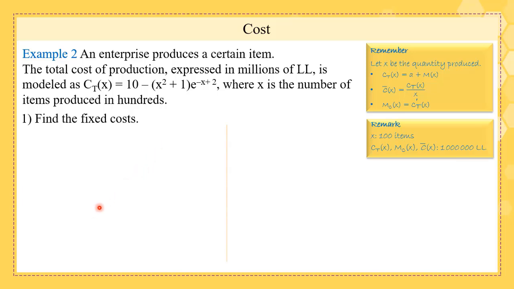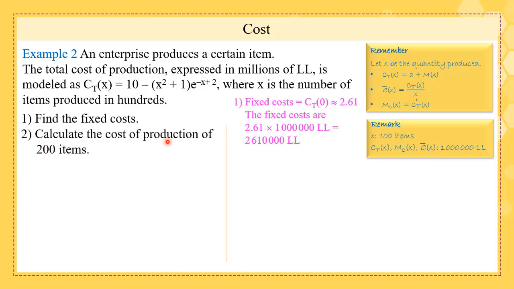Part 1. Find the fixed costs. In order to find the fixed costs, just replace x by 0. So Ct of 0 is approximately equal to 2.61. So the fixed costs are 2.61 multiplied by its unit, which is 1 million. So it's equal to 2,610,000 lira Lebanese.